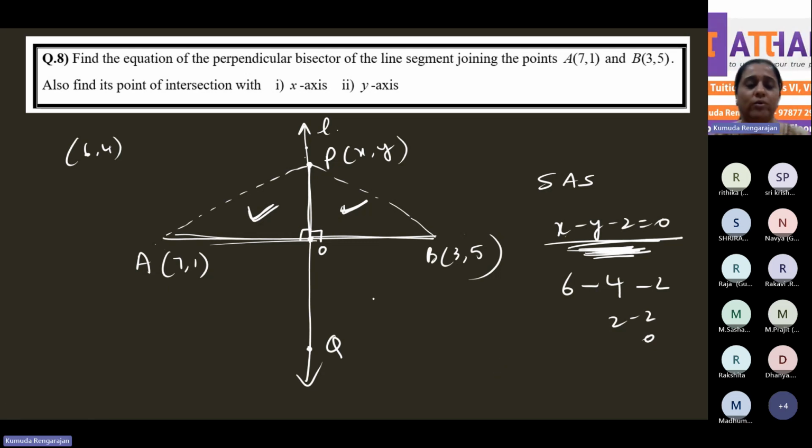All right. So now when the line L cuts the x-axis, its y coordinate will be 0, because on the x-axis the y coordinate is always 0. Why should you take y as 0? Because where L cuts the x-axis, the address will be like (x, 0). And where L cuts the y-axis, the address of that point will be like (0, y).